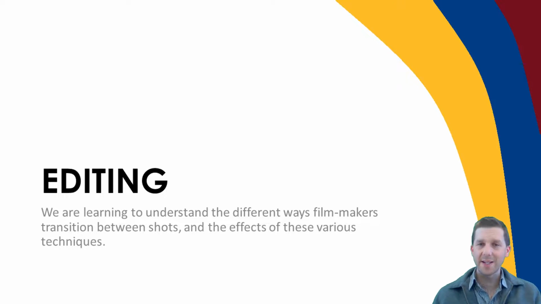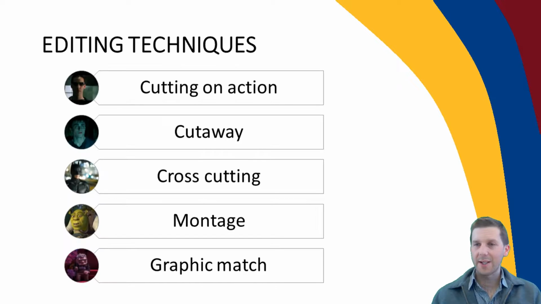So today in this lesson, we are learning to understand the different ways filmmakers transition between shots as they edit videos and the effects of these various techniques. So our main focus is editing, but we're not going to focus on all of editing, just shot transitions today. Editing refers to the changes made to raw video footage after it's been filmed. If you've watched the first video in the series, Introduction to Film Techniques, you'll understand that shots are cut together to make scenes. The different techniques that editors use to do this will be the focus of the lesson today. So here are 5 techniques that we're going to look at.